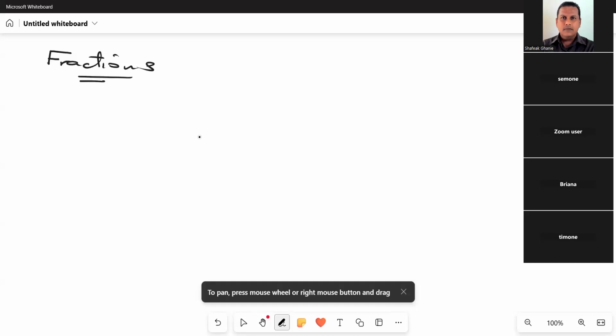You have fractions, let's say, okay, you have a fraction 1/2. You call that the numerator, and this is called the denominator, right?